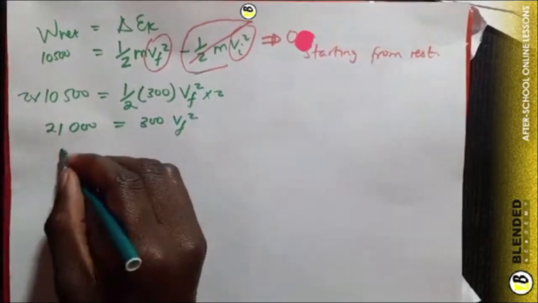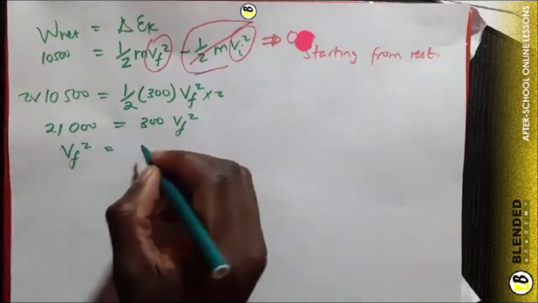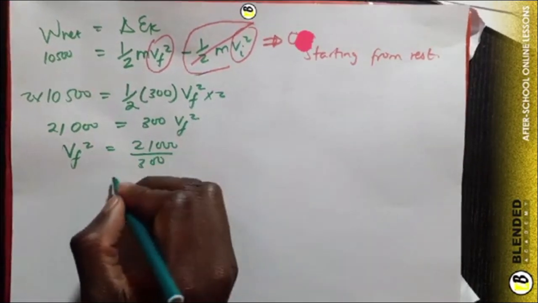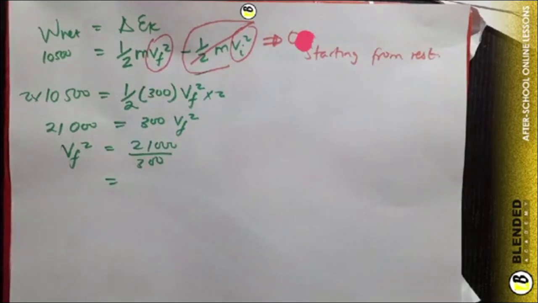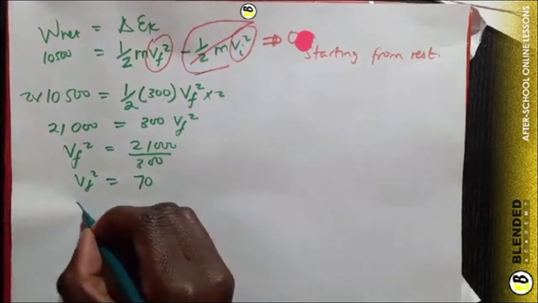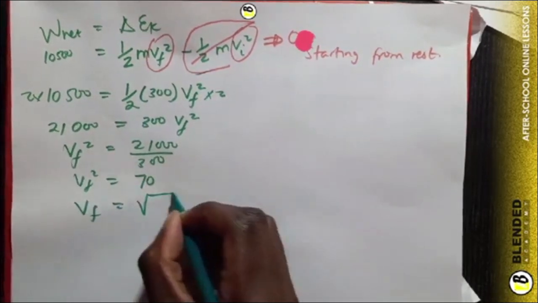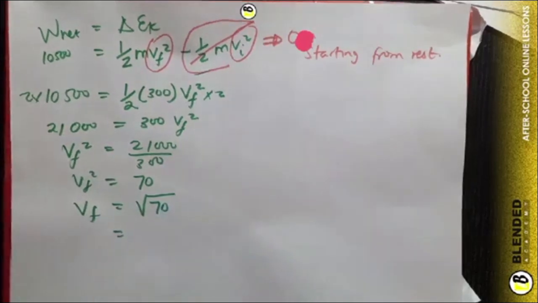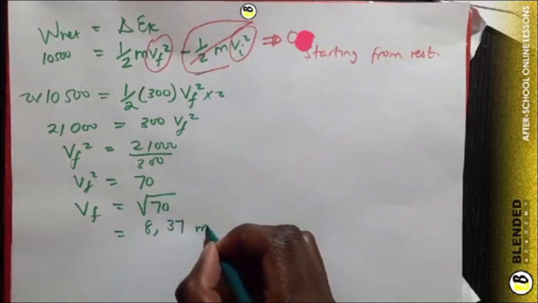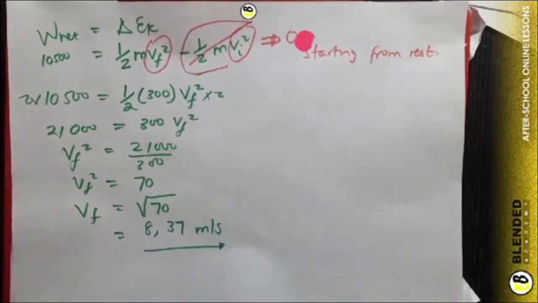And at this point, you just need to divide by 300. 21,000 divided by 300, you're going to get 70, so vf squared equals 70. Now to get vf, I'm going to take the square root of 70. That's 8.37 meters per second.